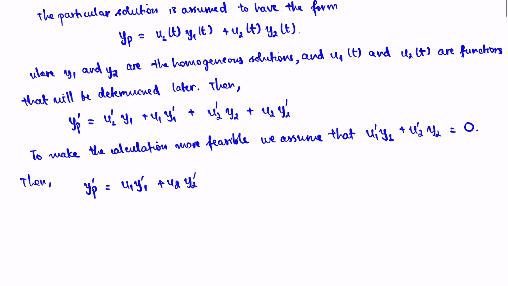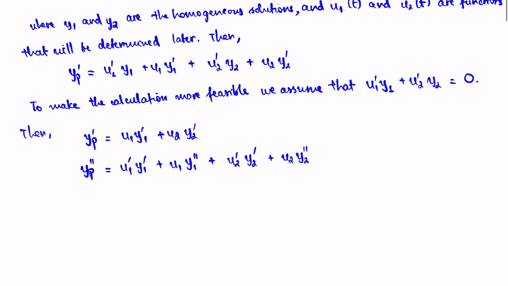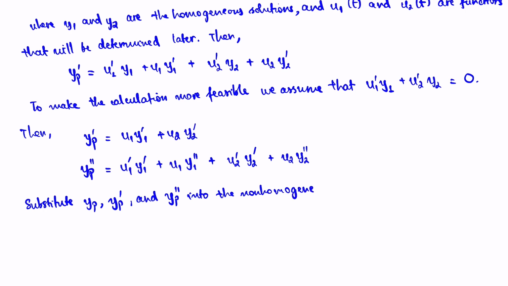Then we can move on to the second derivative of the particular solution. y sub p double prime is equal to u1 prime times y1 prime plus u1 times y1 double prime plus u2 prime times y2 prime plus u2 times y2 double prime. Then we're going to substitute y sub p prime and y sub p double prime into the non-homogeneous equation.